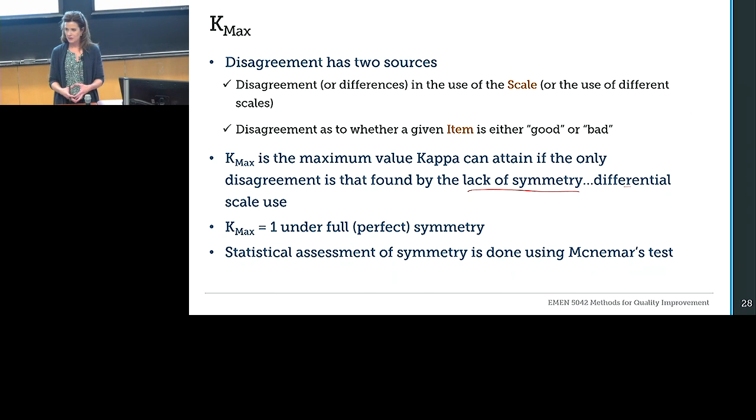It usually comes down to clarity. Now, when it comes down to item assessment, you're going to have to do training. So scale would be related more to clarity. Item assessment would be related more to training.